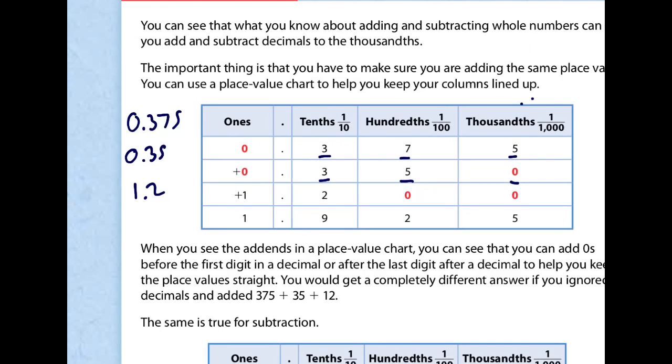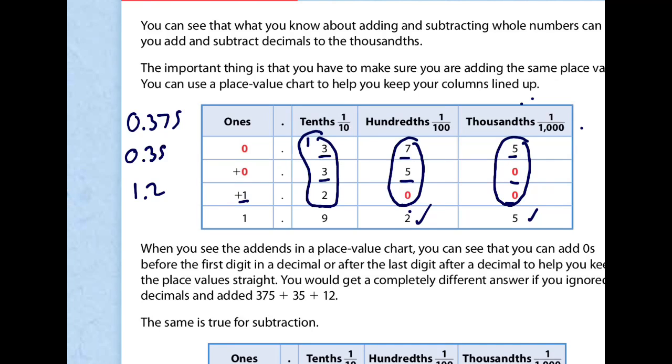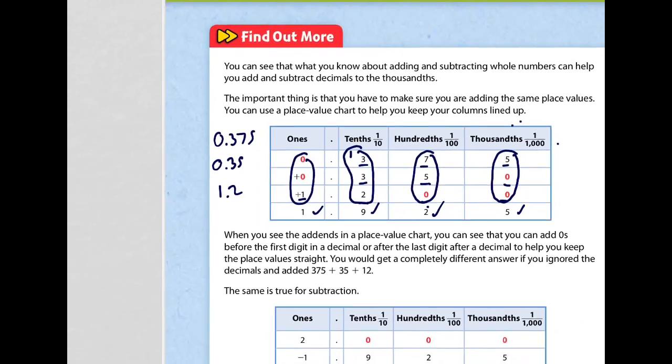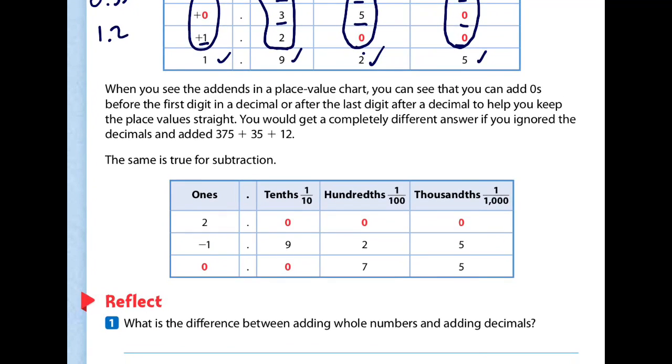For 1 and 2 tenths, you have 1 in the ones, 2 in the tenths, and then you add 2 zeros. That way you are adding up all of your thousandths to get 5, all of your hundredths to get 12, but you wrote the 2, carried the 1. Then you'd add up all of your tenths to get 9, and you'd add up all of your ones to get 1. Okay?